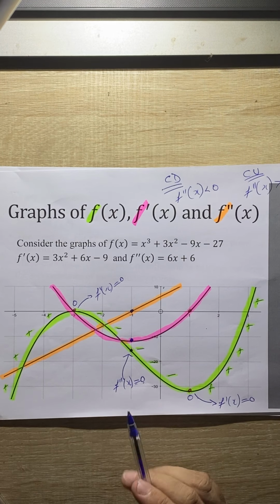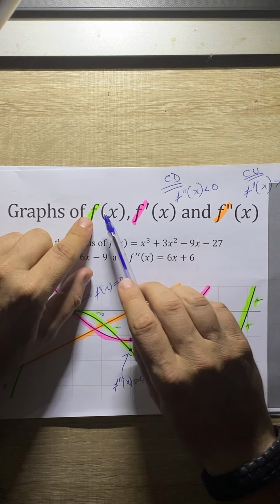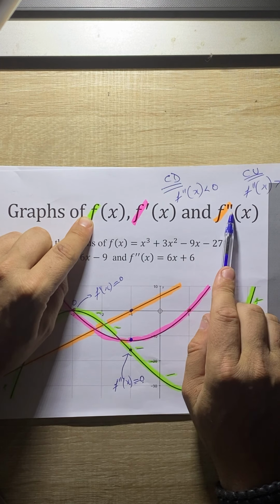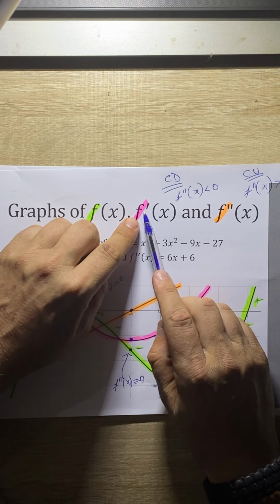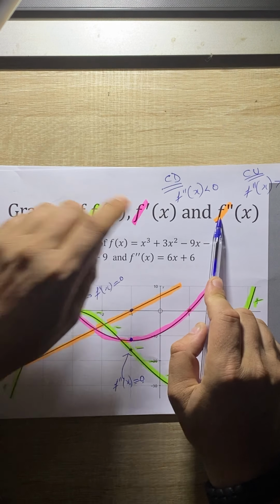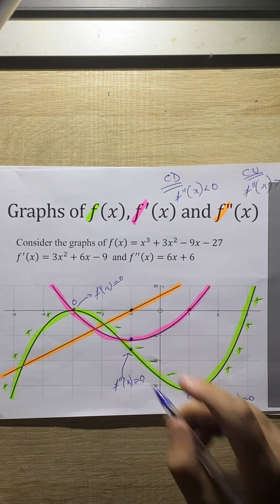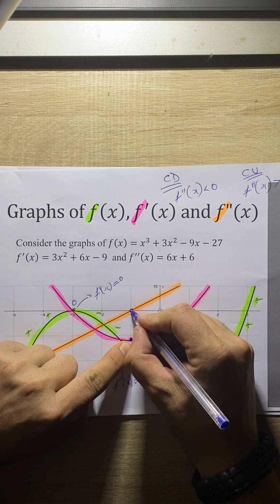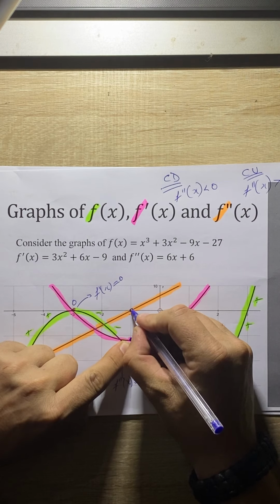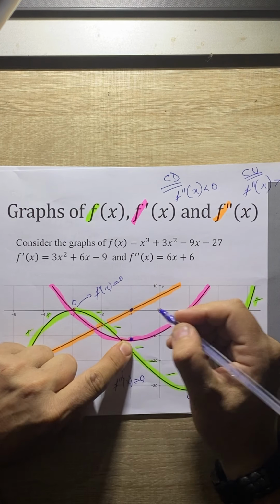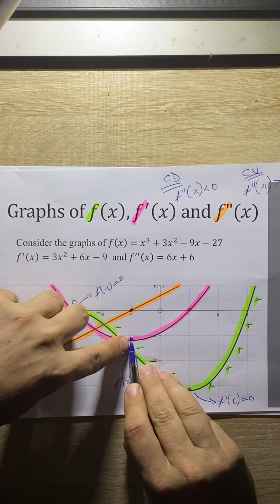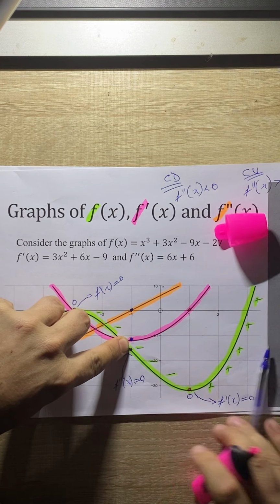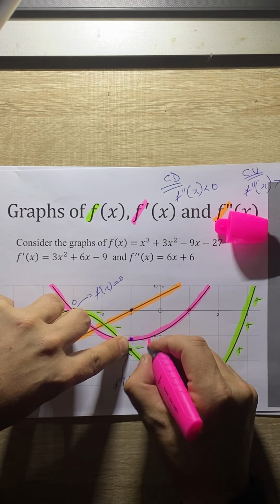Okay. Now let's have a look at the relationship. So we've discussed the relationship between f dashed, f, and f double dashed. Let's have a look now at the relationship between f dashed and f double dashed. So the turning point for your f dashed is the point of inflection. So that's going to be an x-intercept. Now from this point onwards, you can see that our gradient for our first derivative here is positive.